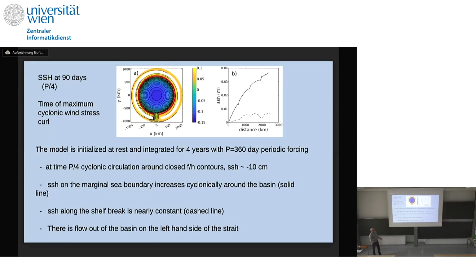All right, so this is an example. This is 1/4 of a period into the simulation. This is sea surface height. That's about -10 centimeters in the interior, so I've got a depression. The winds are cyclonic, so Ekman pumping is upward. Ekman transport is out toward the boundary. So I'm taking water out of the interior and I'm pushing it out toward the boundary all the way around.